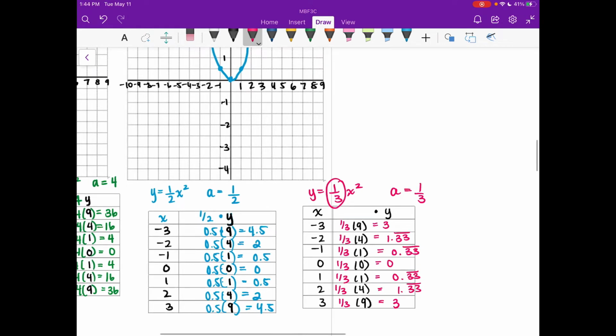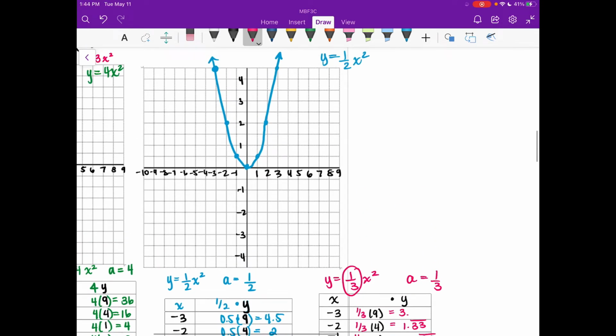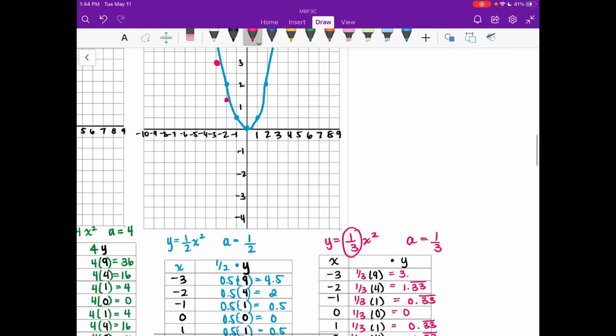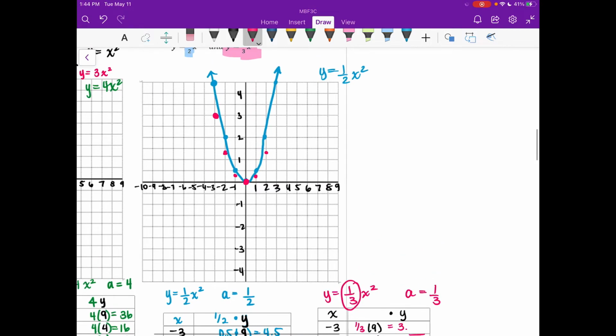So I have negative 3 is going to be at 3 now, right? That's my new point. Negative 2 is going to be at 1.33, and just try your best to put it in the best position. You can't here because they're going up by 0.5s, but just try your best to put it at 1.33. Negative 1 is going to be at 0.33, so it's going to be like here somewhere, 0, 0. Same thing on the other side. Just try your best to keep them even.